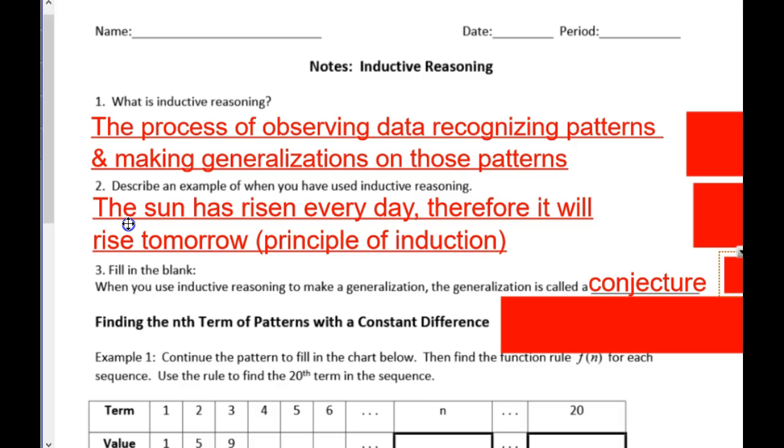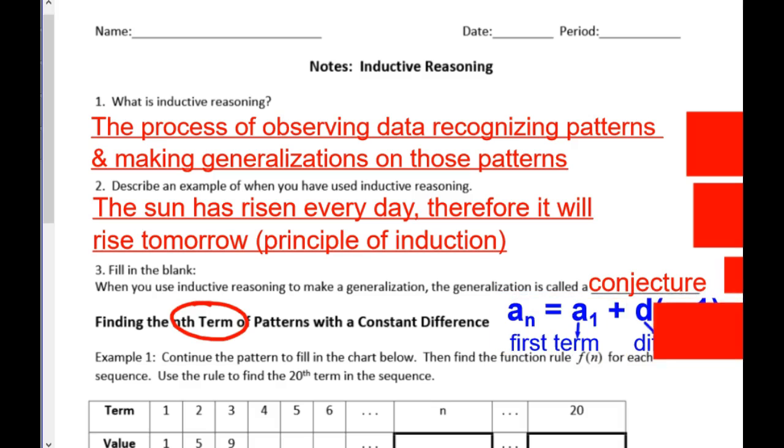Now, this is maybe some new terminology: finding the nth term. Nth means n is some number, so the nth term is the term whatever n is. So, this is what we're going to need. Write that down.